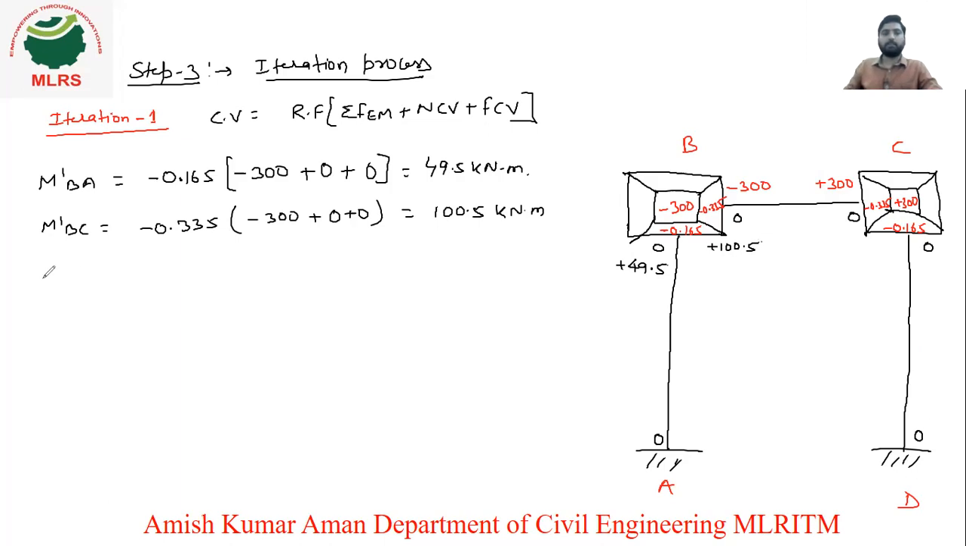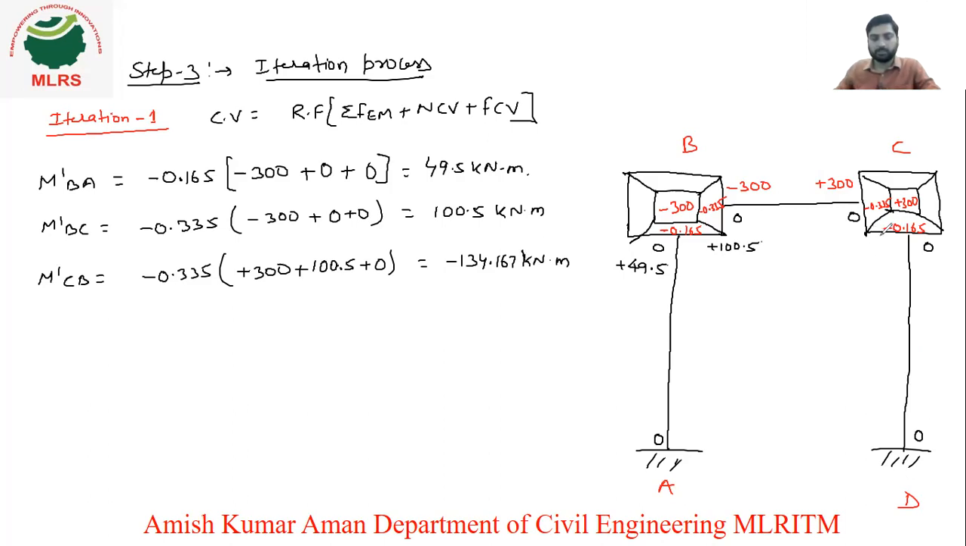Next, coming to M dash CB. Rotation factor is minus 0.335 into sum of fixed end moments plus 300, because here it is plus 300, plus near contribution value for CB. If you are standing here, for the CB member you are finding, so near will be this, far will be at D. Near is 100.5. So 100.5 plus 0. If you calculate this value, you will get minus 134.167 kilonewton meter. So minus 134.167.